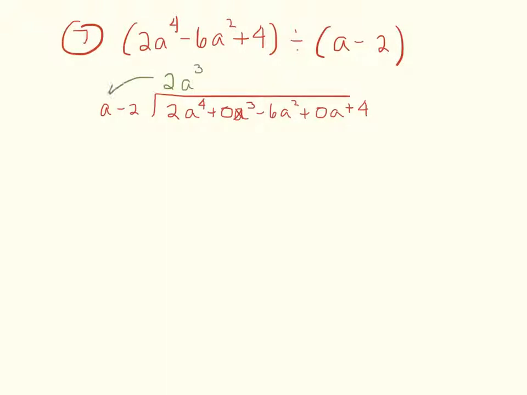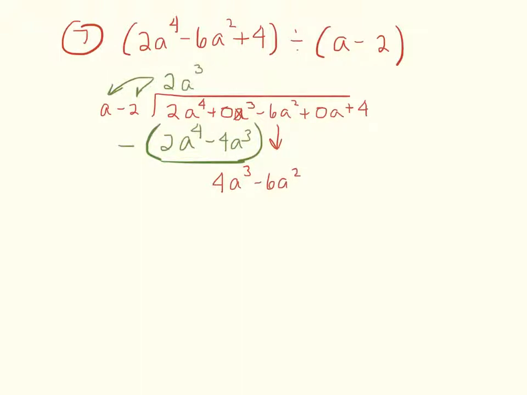Then I take that and I distribute it to my divisor. It's 2a to the 4th minus 4a cubed. I take that line and subtract it. I get minus 2a to the 4th. That's going to cancel with this positive 2a to the 4th. I get positive 4a cubed added to a 0. So that's 4a cubed, and I bring down my next term.